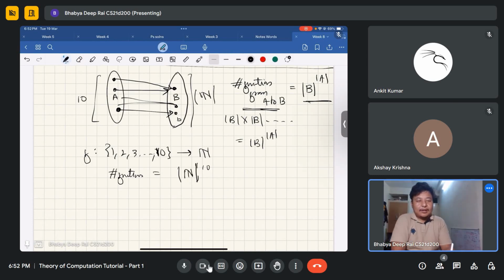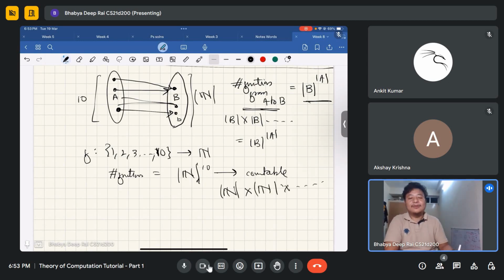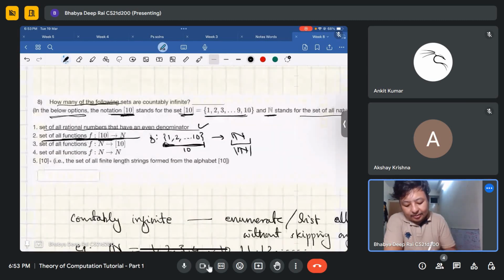And this is also countable because N is countable. This is multiplying by at most a countable factor again, so it won't matter. It's size of N times size of N times and so on. It will still be countable. So this is not very large. But this one is interesting.